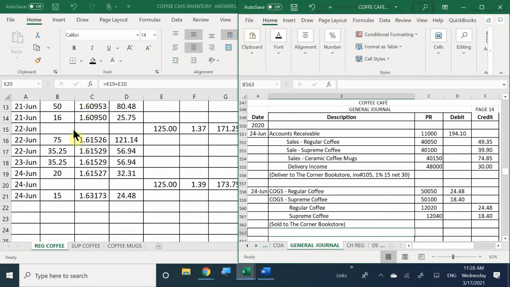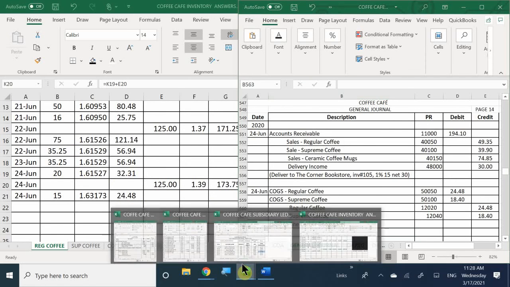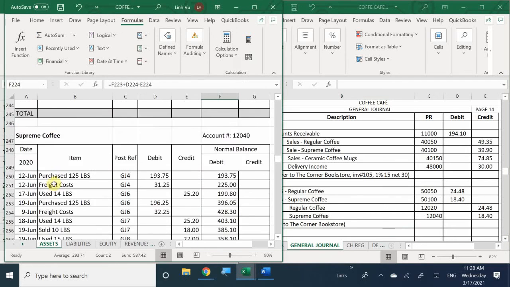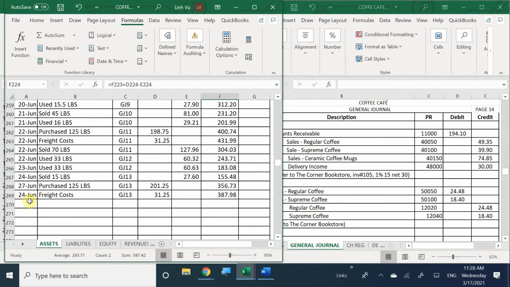Okay. So now back to my ledger to update my Supreme coffee. We sold 10 pounds, General Journal 14 for 18.40. So therefore, what is going to be my new ending balance? 369.58. Yes, 369.58, which we already calculated in our inventory worksheet.